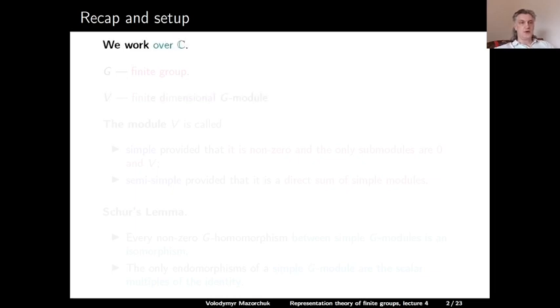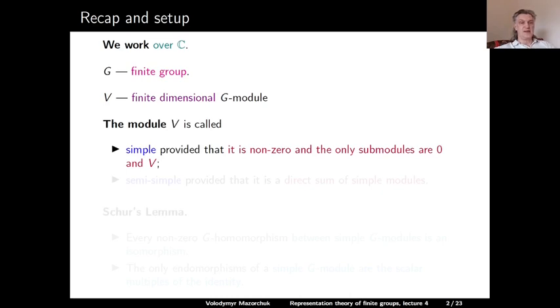As usual, we work over the field of complex numbers, and G denotes a finite group. Let V be a finite dimensional G module. The module V is called simple, provided that it is non-zero and the only submodules of V are 0 and V. The module V is called semisimple, provided that it is a direct sum of simple modules.